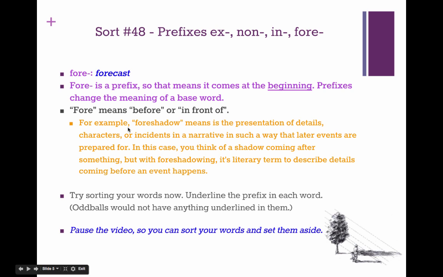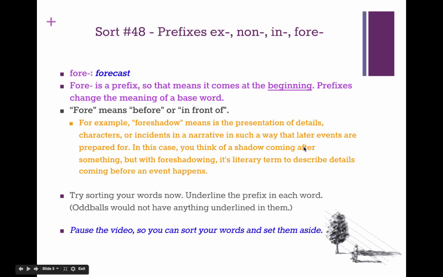So for example, pay attention here. Foreshadow means the presentation of details, characters, or incidents in a narrative in such a way that the later events are prepared for. So in this case, you think of a shadow coming after something. So if you have your sunshine up here, you have people down here, you have a tree right here, the shadow is going to come after. Okay, you have the sun, object, shadow.